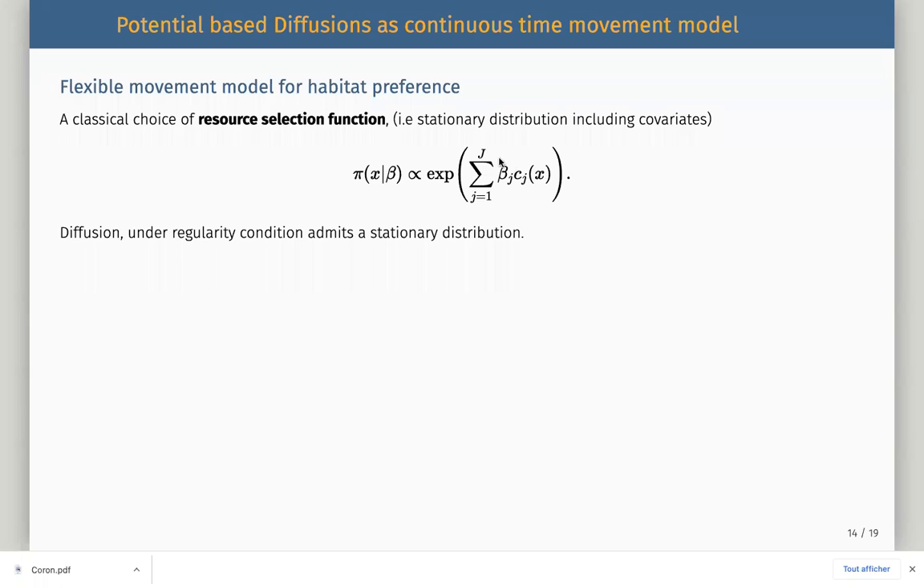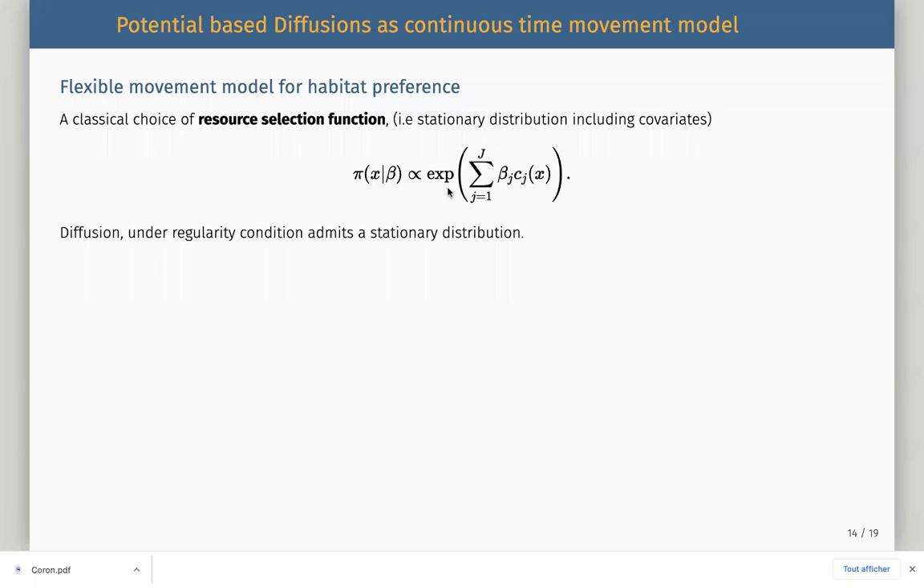So the classic form of this resource selection function would be to model it as proportional to some exponential of the effect of the covariates. Here C_j is the covariate number j at point x, and beta_j is the effect of these covariates. And of course, you have some normalizing constant so that you have a probability distribution. And so that's a classical resource selection function.